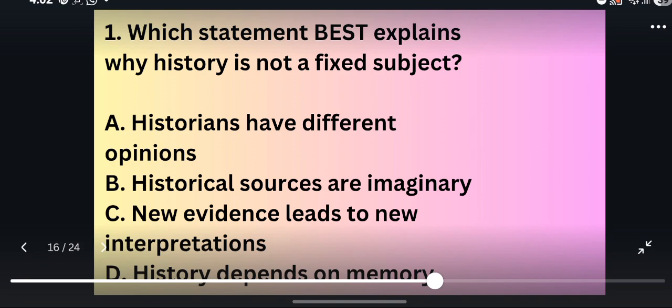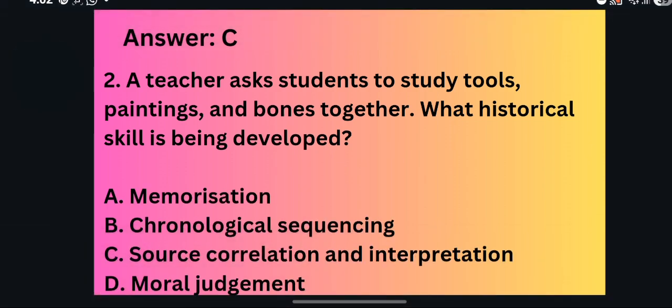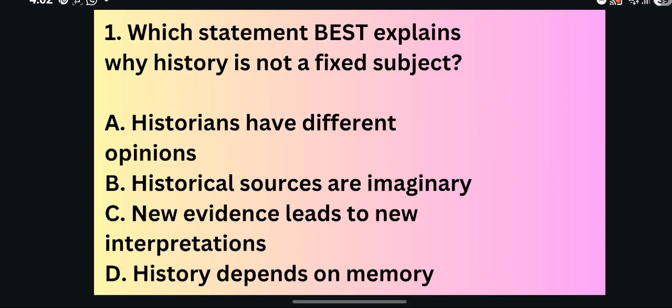The question is which is the best option that explains why history is not a fixed subject. The correct answer is option C: new evidence leads to new interpretations.